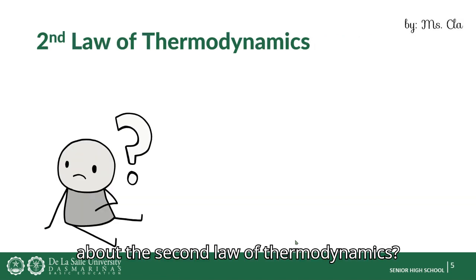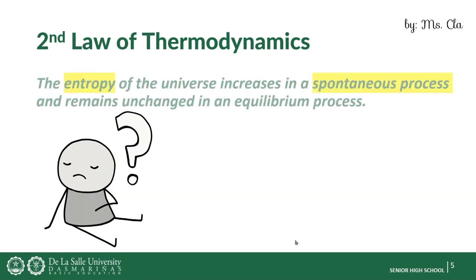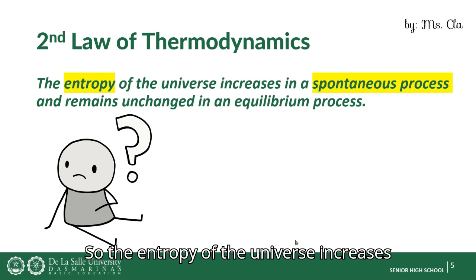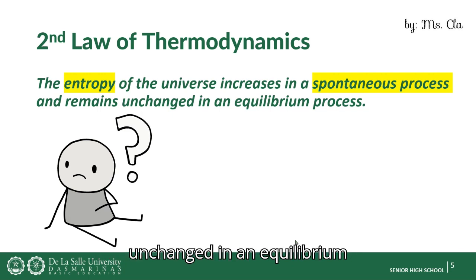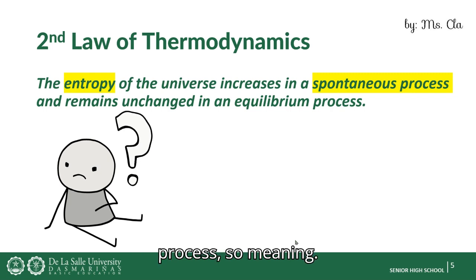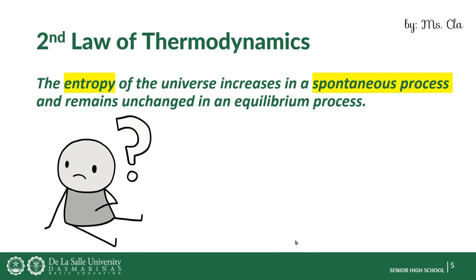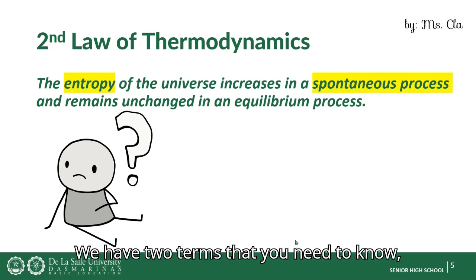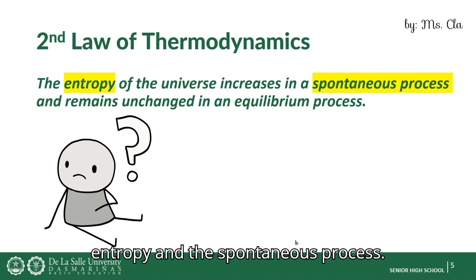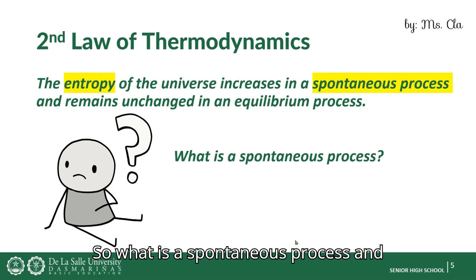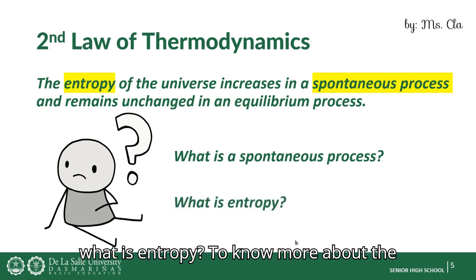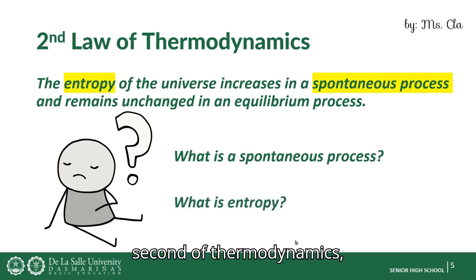How about the second law of thermodynamics? So the entropy of the universe increases in a spontaneous process and remains unchanged in an equilibrium process. So meaning we have two terms that you need to know, entropy and the spontaneous process. So what is a spontaneous process and what is entropy? To know more about the second law of thermodynamics.